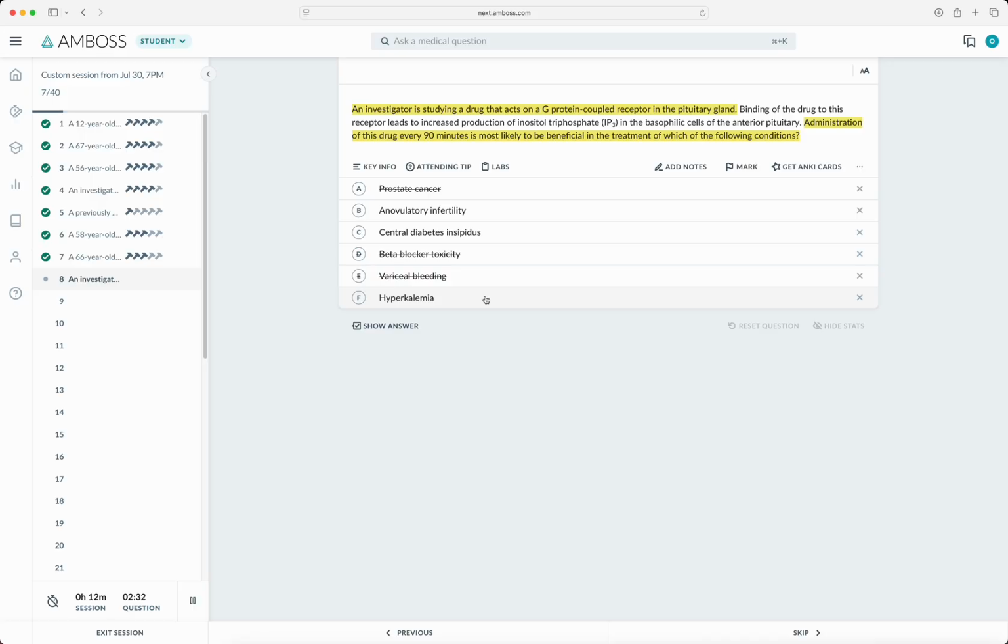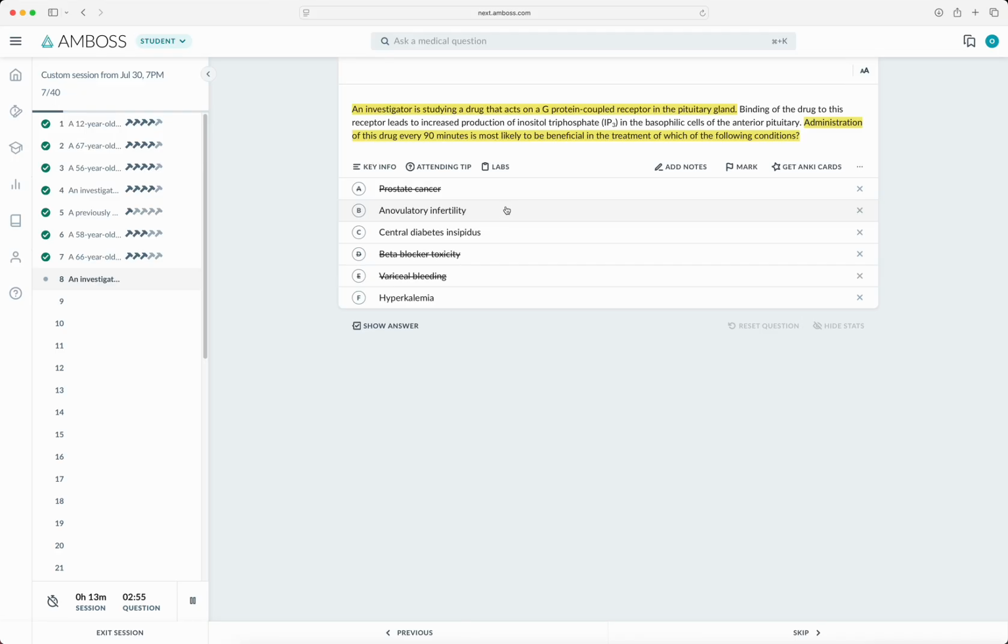No, that's for TSH, TRH, and then TSH from the thyroid. So hyperkalemia? It could. Okay. It doesn't necessarily matter that you know the answer. So let's click on G protein coupled receptor, Gq. That causes an increase in IP3 and DAG, right? So infertility. So let's go to this one.